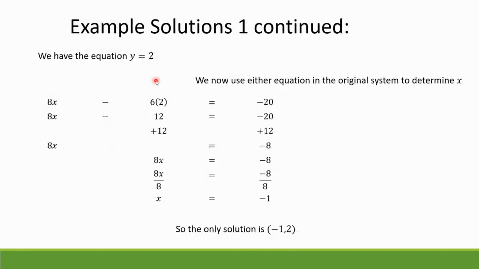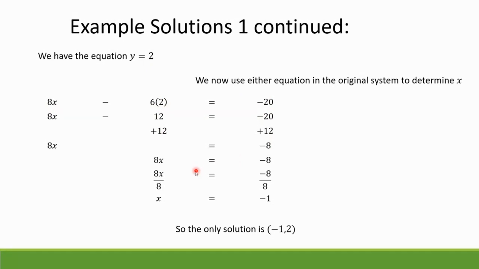So let's plug it into the first equation. You could have done the second. So we have 8x minus 6 times y, so minus 6 times 2 equals minus 20. 8x minus 12 then is minus 20. So what do we want to do? We want to solve for x. Okay, so how do we do that? Well, let's add 12 to both sides, right? We get 8x then is minus 8, okay?